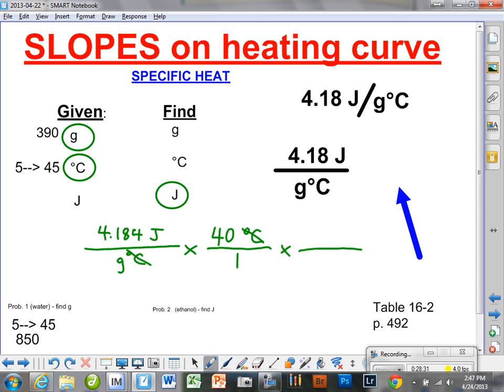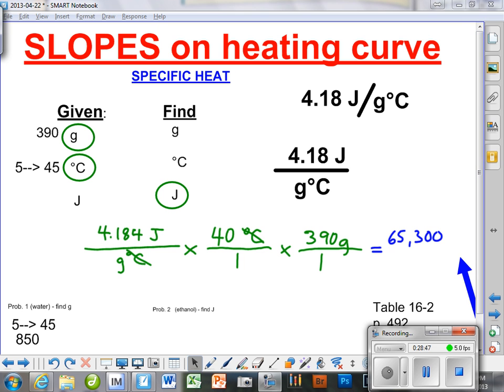390. Okay, so we got 390 grams. And what's on the bottom? 1. Good. Okay. And now we just run the numbers. Someone have a number for me? So we have an answer, and this is going to be in joules because we've canceled our degrees centigrade, and we also get to cancel our grams because we have grams top and bottom. And now we have solved for joules.